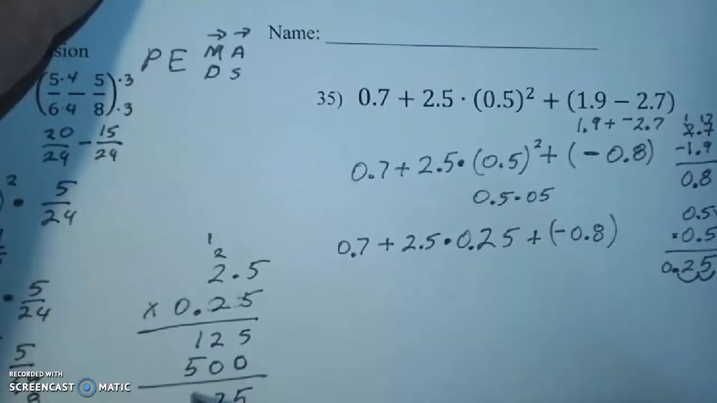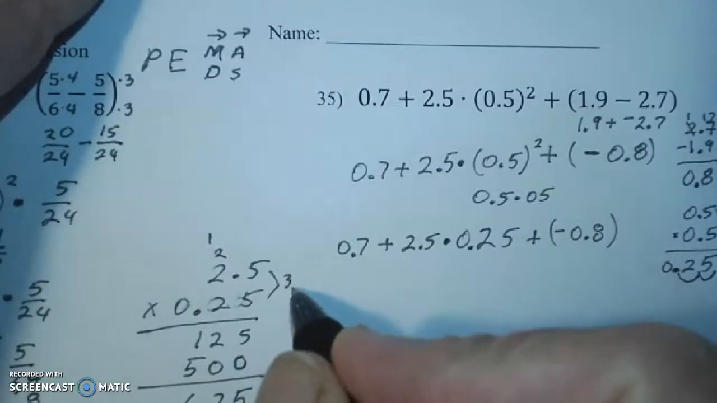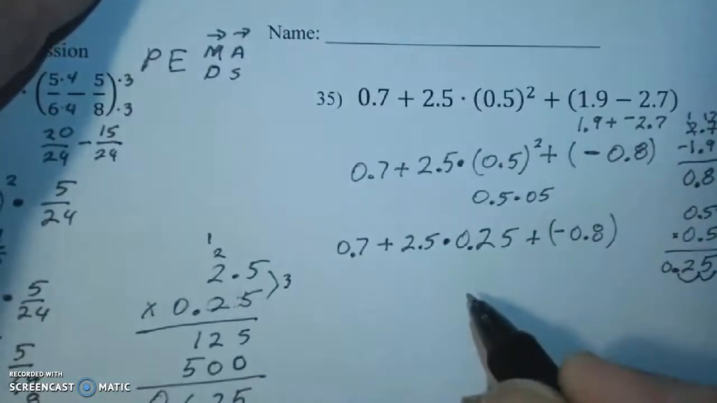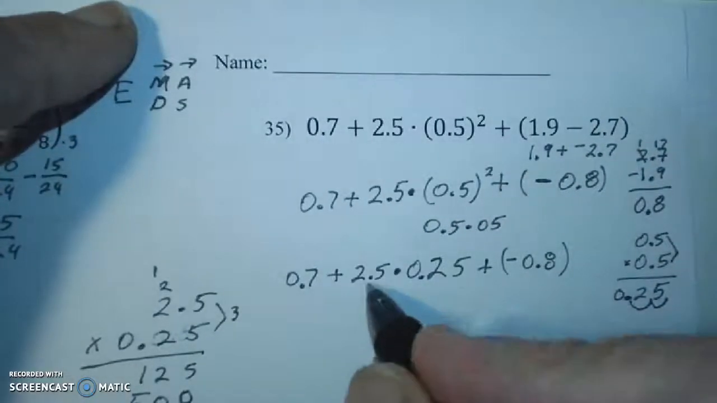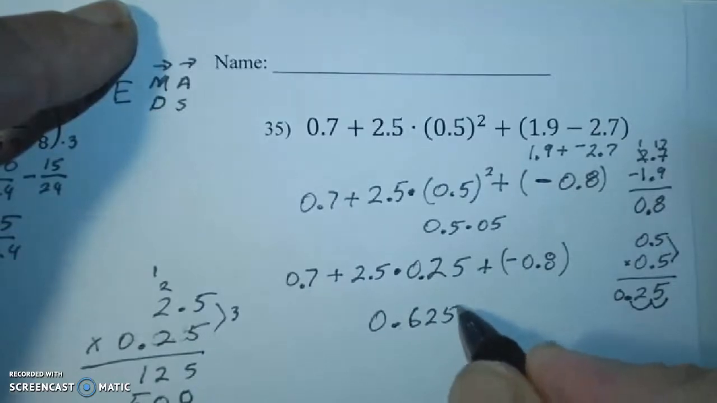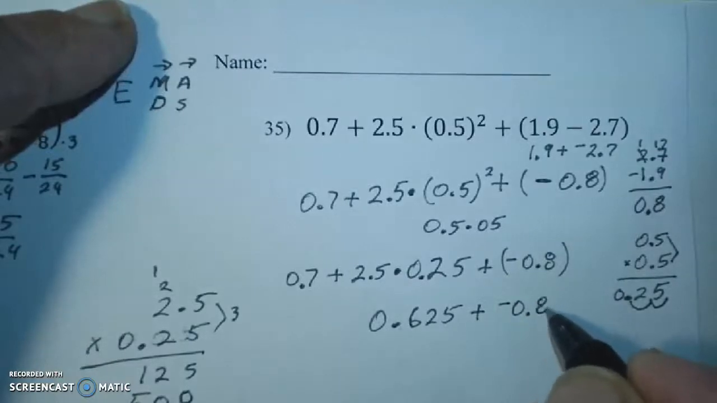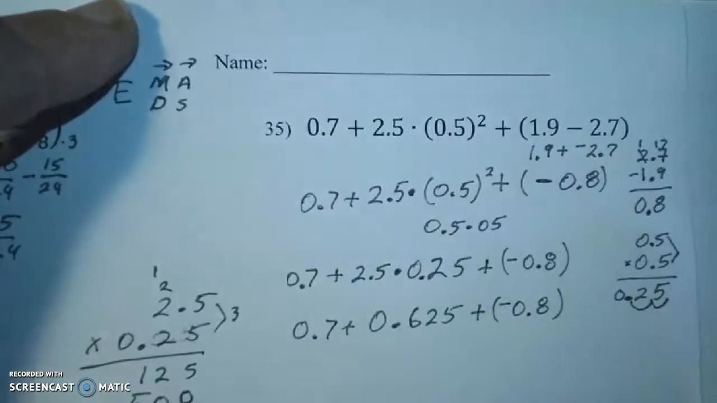5, 2, 6. The decimal point, count your decimal places up here. There are 3 of them. You need 3 in your answer, so your decimal will move in 3 places from the end. The answer for the multiplication is 625 thousandths. So put that into your problem in place of these two numbers, 625 thousandths plus a negative 8/10 at the end, and then plus 7/10 at the start.